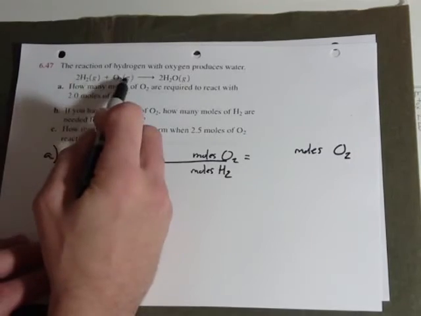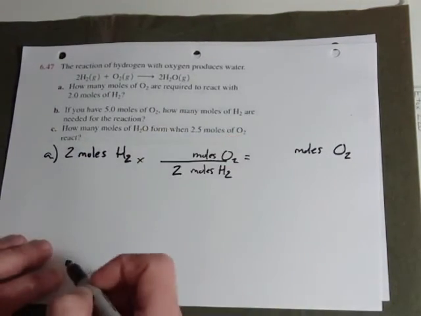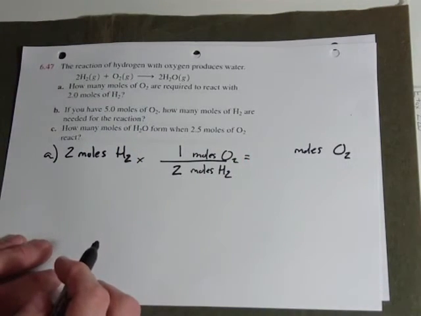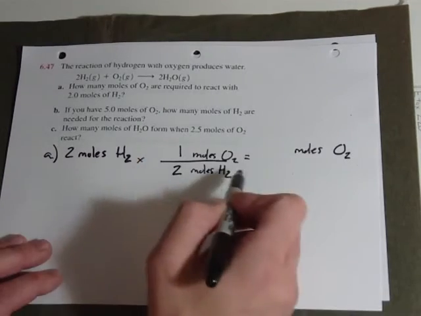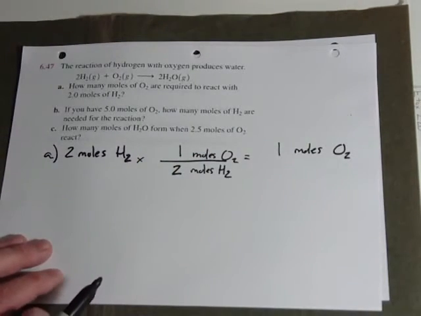So here in this balanced reaction, it says if we have 2 moles of hydrogen, it reacts with 1 mole of oxygen. And so here we just solve it out, and we have 1 mole of oxygen here. So we're just using the mole-to-mole ratio, mole-to-mole factor, but in terms of one compound to another in the chemical reaction.